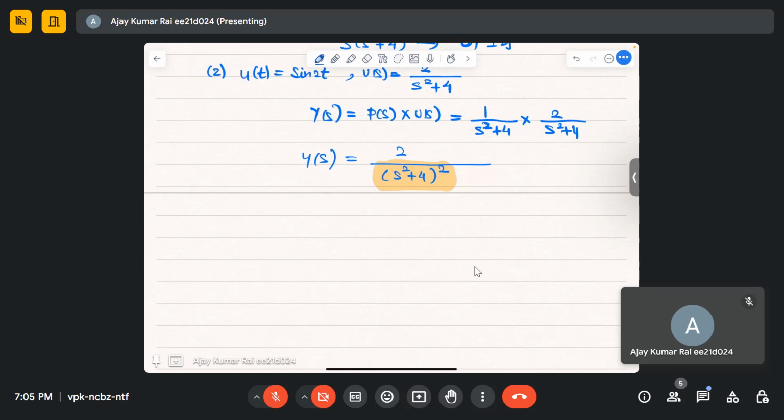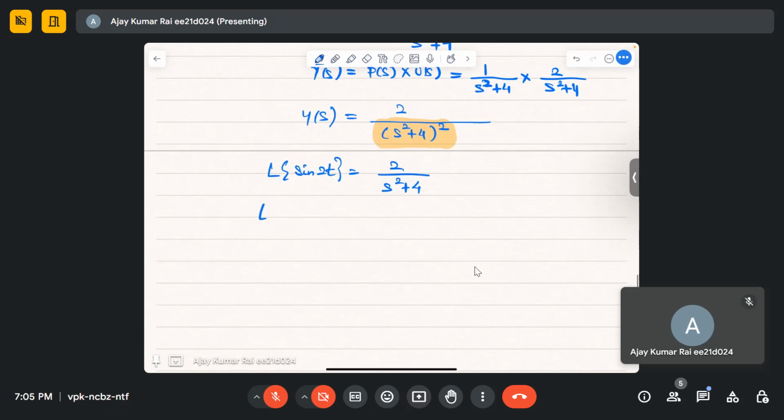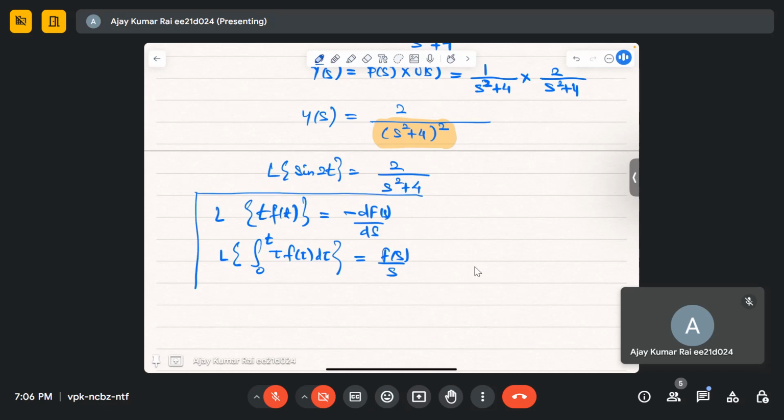So we know the Laplace transform of sine 2t is equal to 2 by s square plus 4. Let me use two identities here. The Laplace transform of t into f of t is equal to minus dF(s) by ds. This is one. And again I will be using the integral from 0 to t of f of tau d tau, which is equal to F(s) by s. These two identities were discussed in the first week.